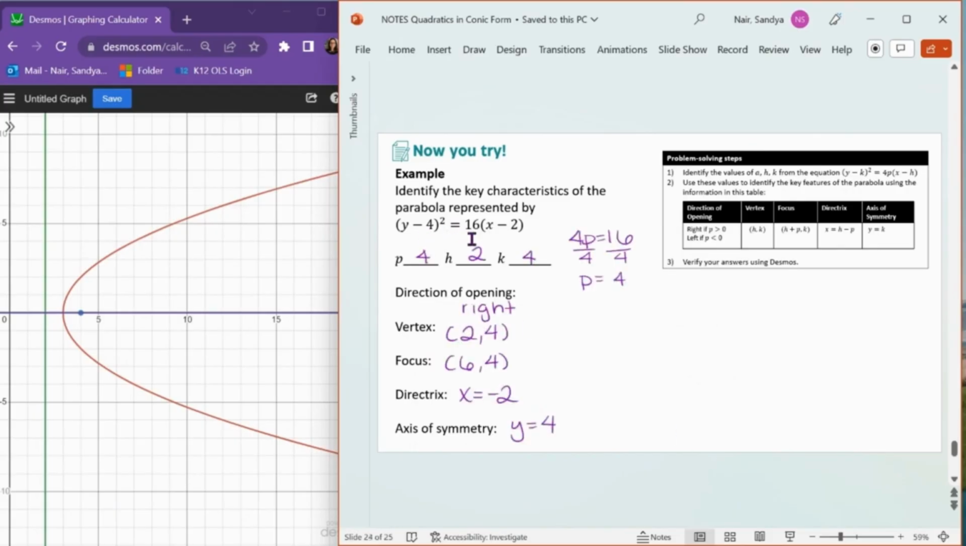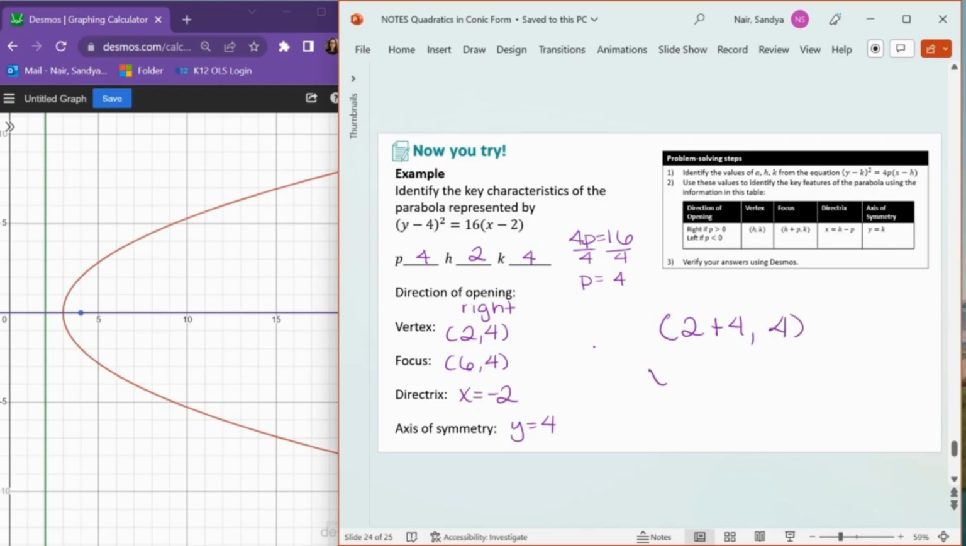So here you can see that p is going to be 4 because we have 4p equals 16. So p is 4, and then h and k will have the opposite sign. So we have 2, 4 for h and k. So this parabola, since p is positive, is going to open to the right. The vertex is going to be at (2, 4), and then the focus we can find by adding p to the value of h. So that's going to give us 2 plus 4 and then the value of k. So 2 plus 4 is how we get 6. So we have (6, 4).